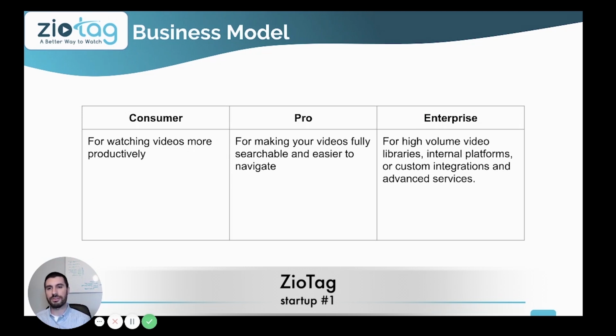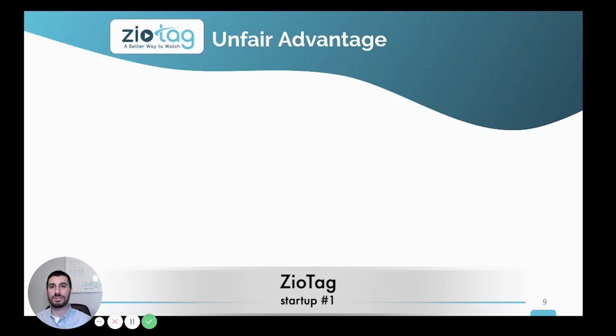We have consumer for people who want to watch videos more productively, which they can do with a free account or pay to get the transcription and auto tagging services. Our pro users are buying a subscription to get auto transcriptions as well as auto tagging and the ability to get the data and analytics on their video stats around what people are clicking, and of course the ability to embed their videos on their own website. Our enterprise clients have high volume video libraries, internal platforms, custom integrations, or need advanced services.